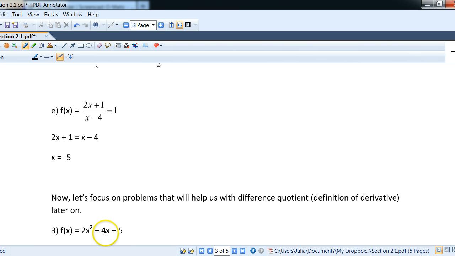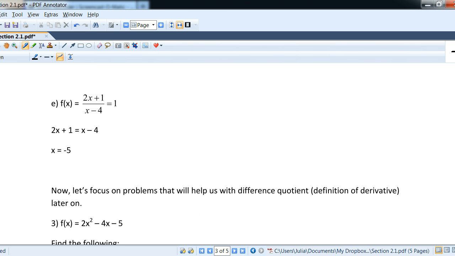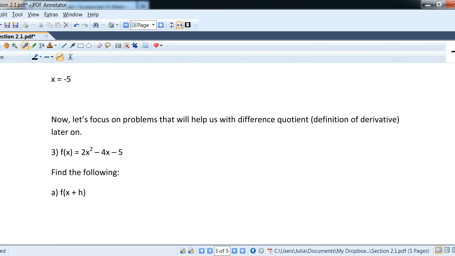Let's start with the quadratic one, which is a little bit simpler, a little bit. So let's say it's 2x squared minus 4x minus 5, what do we want to find? We want to find the following, f of x plus h.